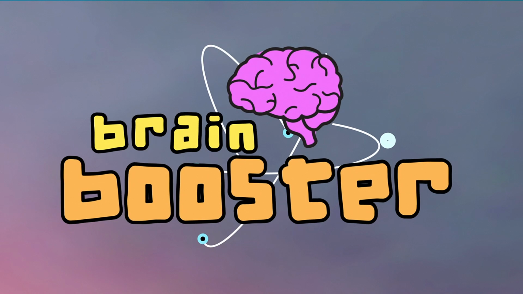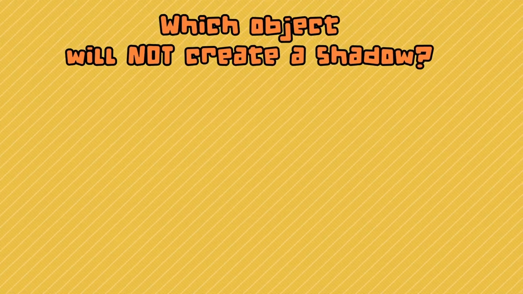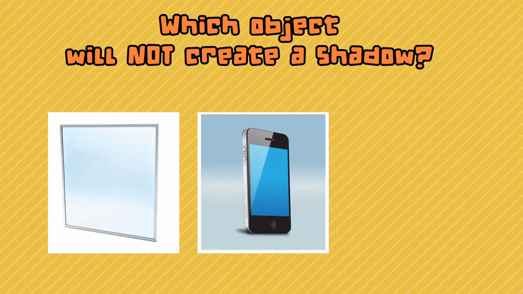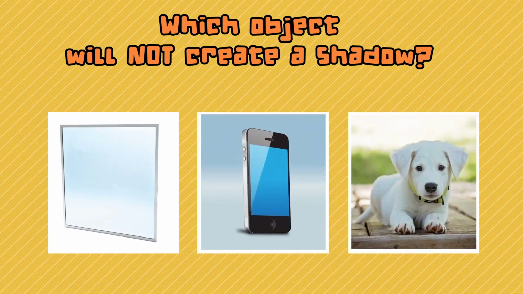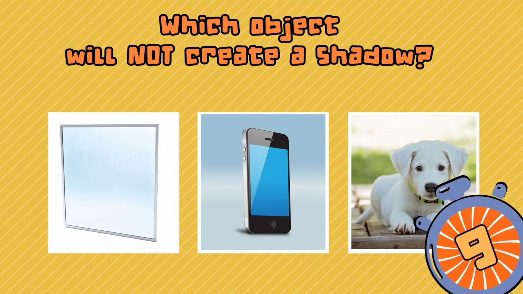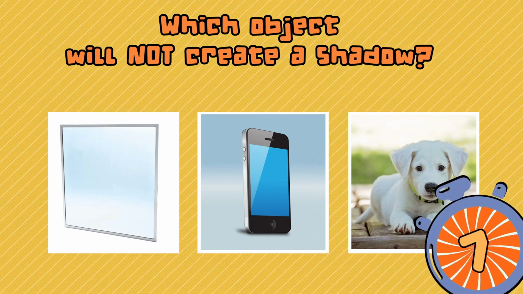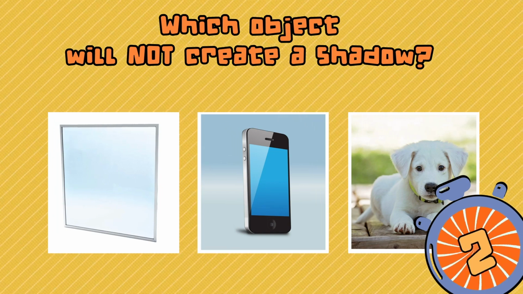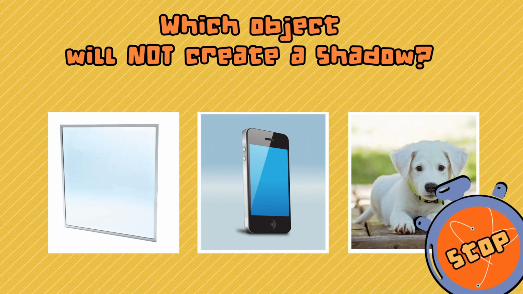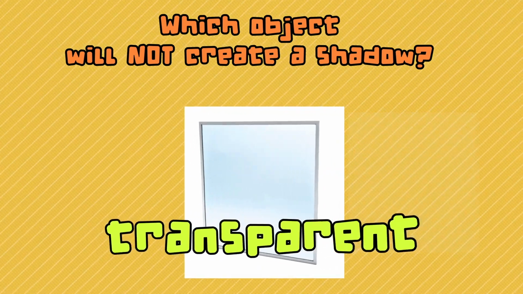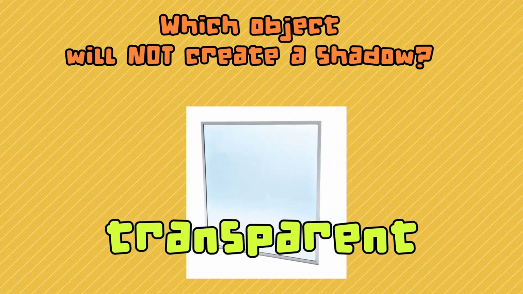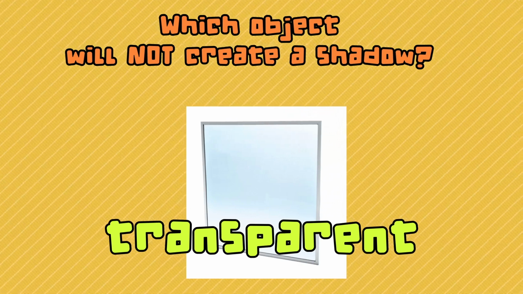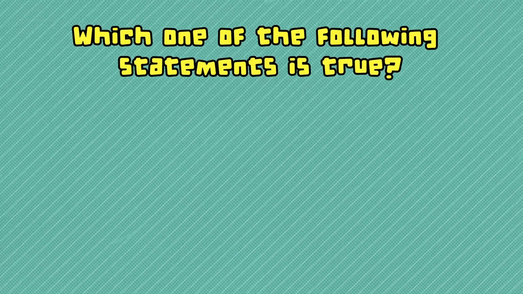It's time for a brain booster. Which object will not create a shadow? A glass, a phone, a dog. It's a glass. A glass won't make a shadow because it is transparent, meaning it allows all the light to pass through.